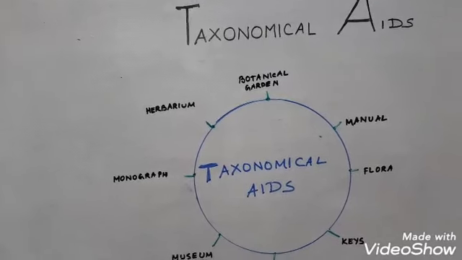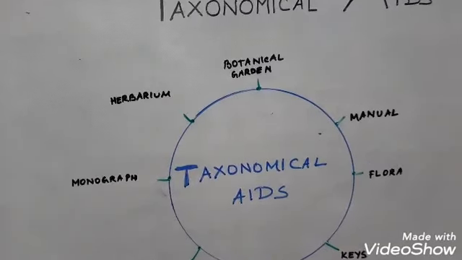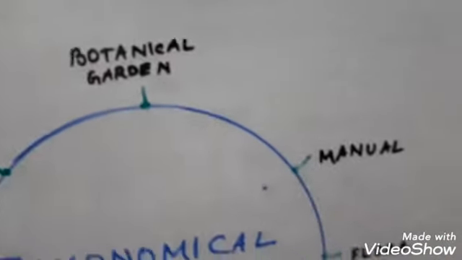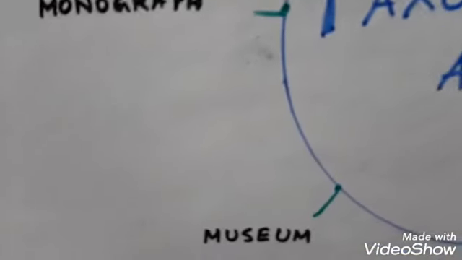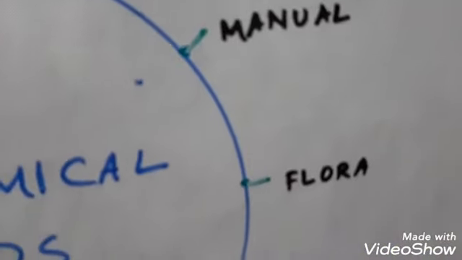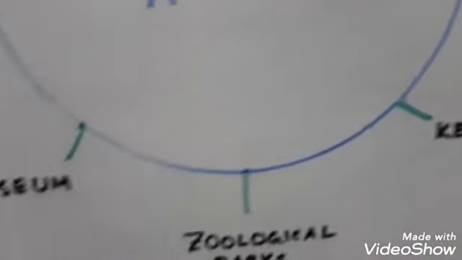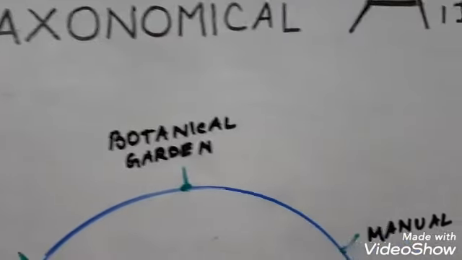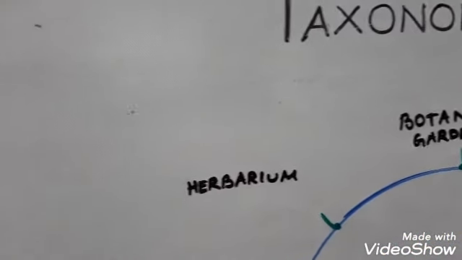Taxonomical aids include herbarium, botanical garden, museum, monograph, manual, flora, keys and zoological park. Now I will describe each and every part one by one, and I will put stress on herbarium. So first I will start with herbarium.